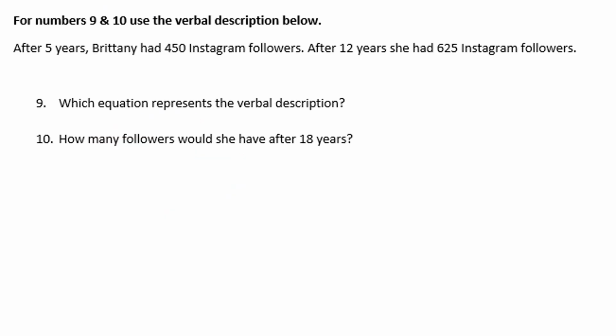For numbers 9 and 10, use the verbal description below. After 5 years, Brittany had 450 Instagram followers. After 12 years, she had 625 Instagram followers. So this particular description is different than the other ones we've had prior to this one. We are going to have to make a table of values in order to find our rate of change, and then we're also going to need to make a table of values to find our initial value, or our starting location.